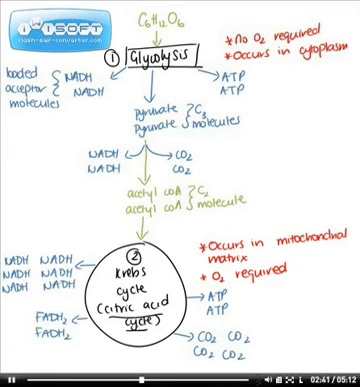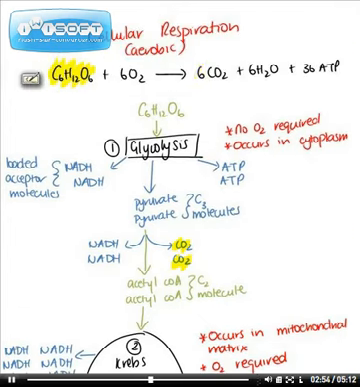Now we have released all of the carbon dioxide that we need to for this equation, 2 in the conversion of pyruvate to acetyl-CoA, and the remaining 4 in the Krebs cycle. So if we go up to our initial equation, we can tick this off.